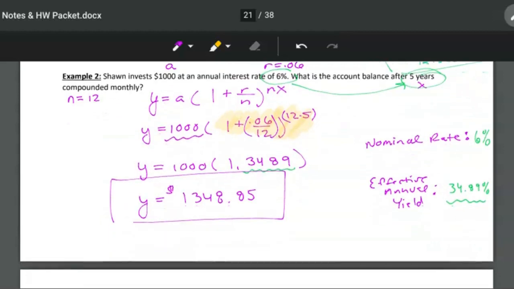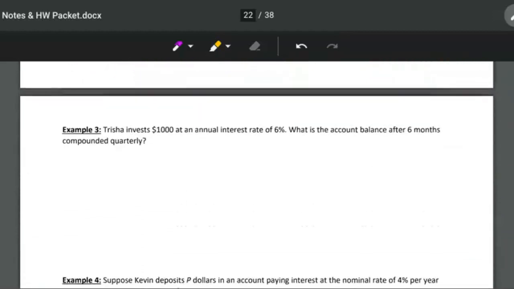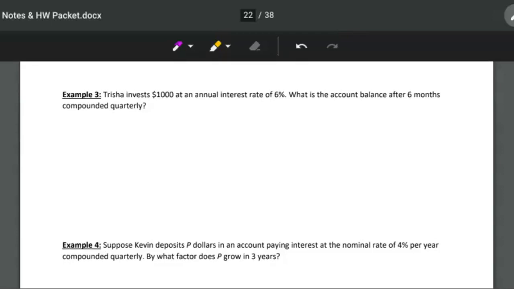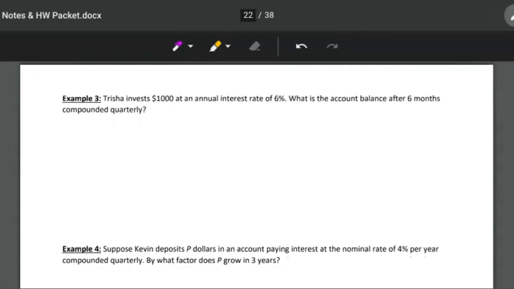Right. Let's take a look at example 3. At an annual interest rate of 6%, what's the account balance after 6 months if it's compounded quarterly? All right, so quarterly means 4 times a year. That's that more complicated formula. All right, so it's y equals a, 1 plus r over n to the nx power.